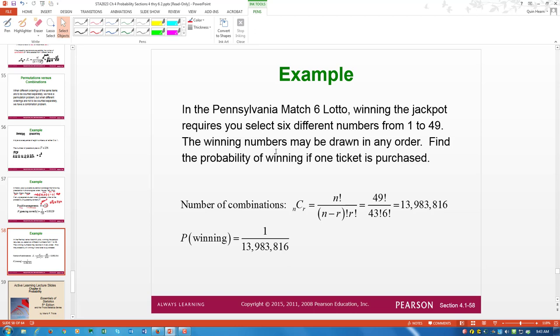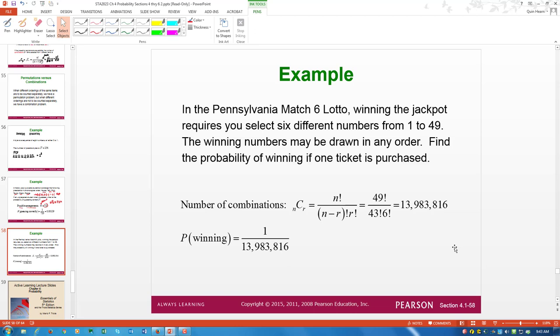Okay. So, what you want to be thinking about, this turns out to be a combinations counting problem, but why? What are the clues in this that tell us that we have combinations? So you want to think about the conditions under which we use combinations. We need to have a certain number of objects, right? Do we have a certain number of objects that we're selecting from? How many objects are we selecting from? 49. 49 different numbers. We're selecting a certain subset of that. How many are we selecting? 6. 6 of the 49, okay.